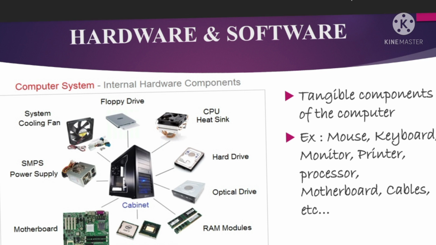Let us learn about them. Hardware is one of the tangible components of the computer. Certain examples are mouse, keyboard, monitor, printer, processor, motherboard, cables, and a few more things.